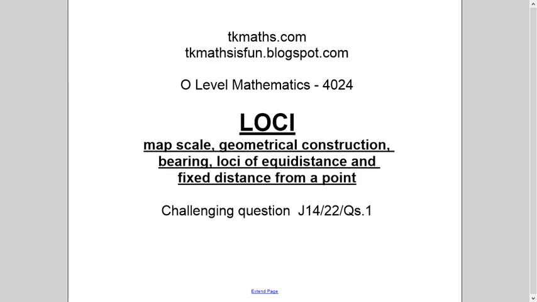In today's video, I will explain to you a concept of loci, which is a topic part of the syllabus of O-level mathematics. Code is 4024. I have picked up a question from CIE June 14, variant 22, question 1. And this question will cover in loci the following concepts: map scale, geometrical construction, bearing, loci of equidistance, and fixed distance from a point. And I'll not just solve the question, I will keep explaining it, so that you can attempt other questions also.